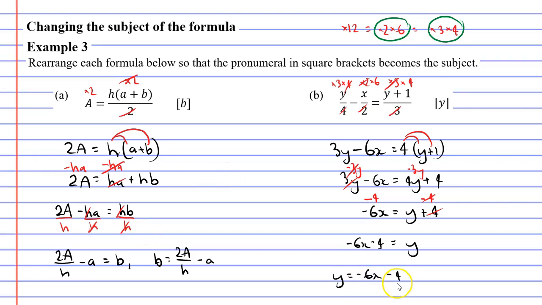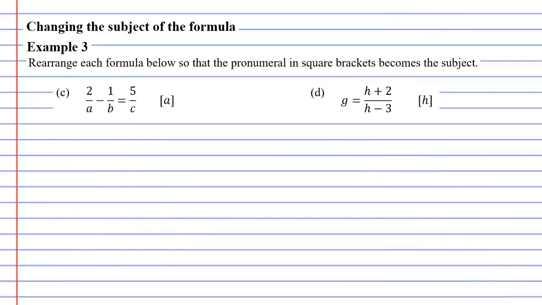And there is one more step that I can do, I don't have to do. Because these are both negative, I can factor out that minus sign if I so choose to. I can write it as y equals minus, and in brackets, 6x plus 4. This extra step is more for advanced users. You don't really have to do that.